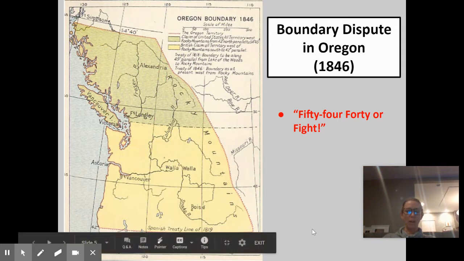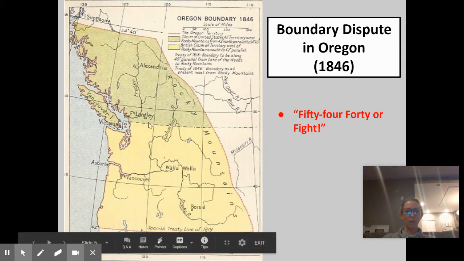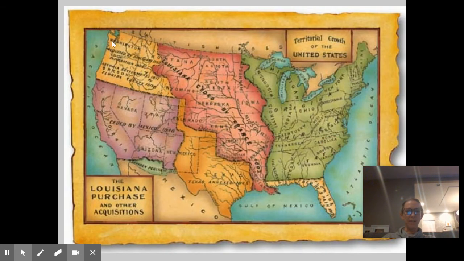James K. Polk negotiates with Britain, who owned this territory at the time, and recognizes that we aren't capable of going to war with Britain at this point, in large part because we're also getting bogged down in fighting Mexico, which I'll talk about in a second. And so we end up negotiating here at the 49th parallel. We buy this land from Britain, and now we have the Oregon Territory. So that is this yellow chunk of land.